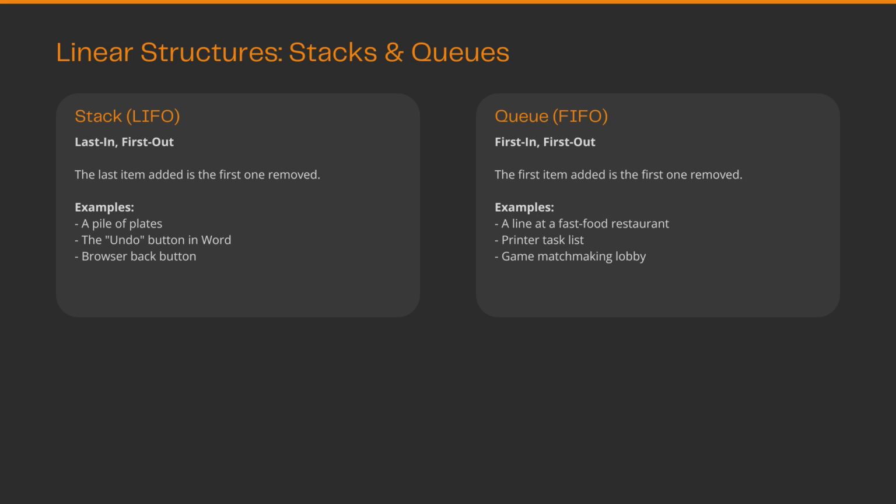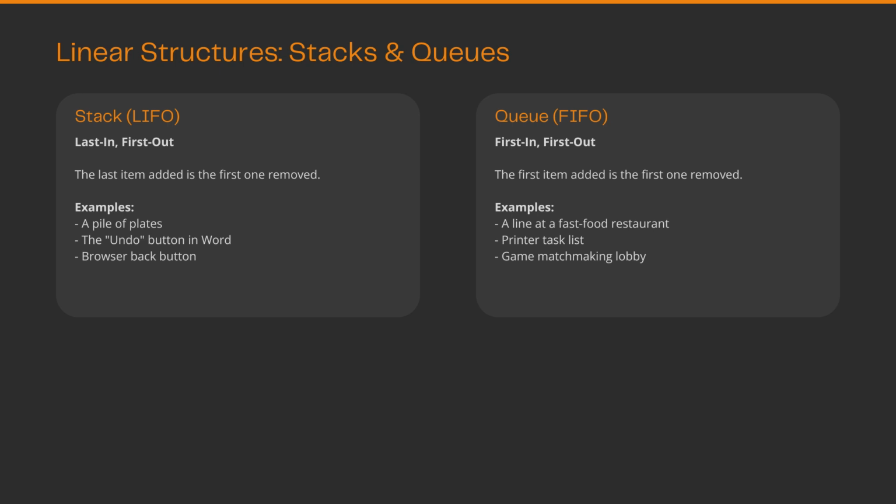Then we have the queue, which follows the FIFO rule: first in, first out. This is exactly like waiting in line at Jollibee or Starbucks. The person who got there first gets served first. Computers use this for printing. If you send 5 documents to the printer, it prints the first one you sent, not the last.